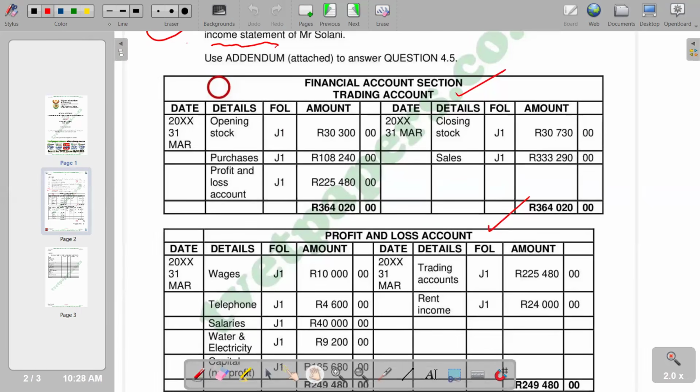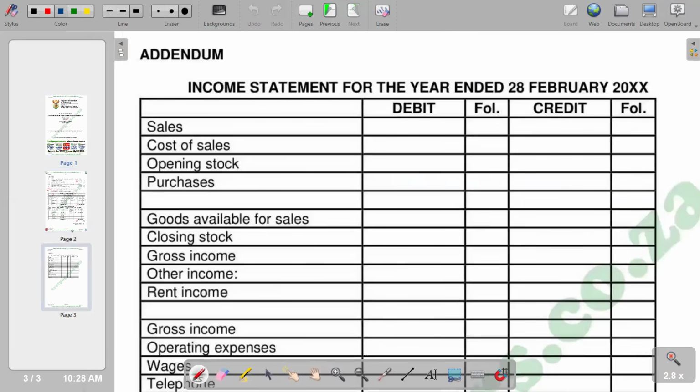So if you come to this point, we see that we have sales here, which is 333,290. That's where we are going to start from. If you come to our income statement, we have our sales already entered. And remember, our sales should be on the credit side of the income statement. So we come to the credit side and put our sales, 333,290. And of course, we've got a folio column where we put our cents, 00.